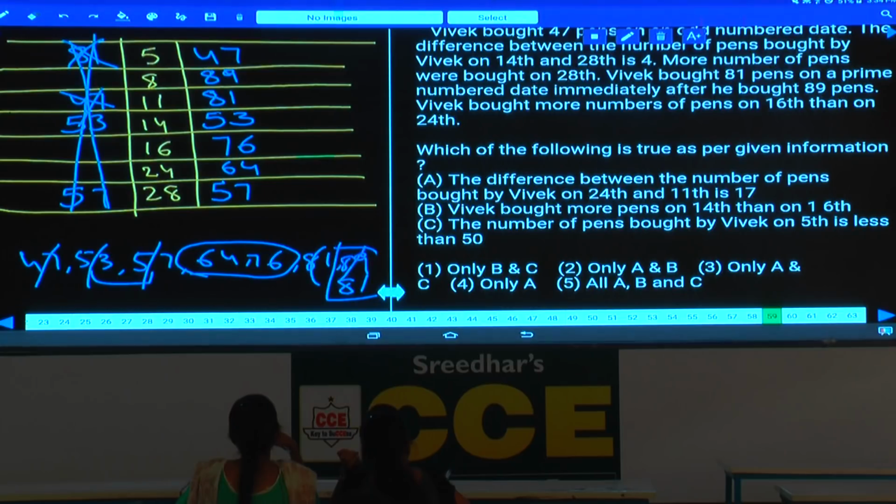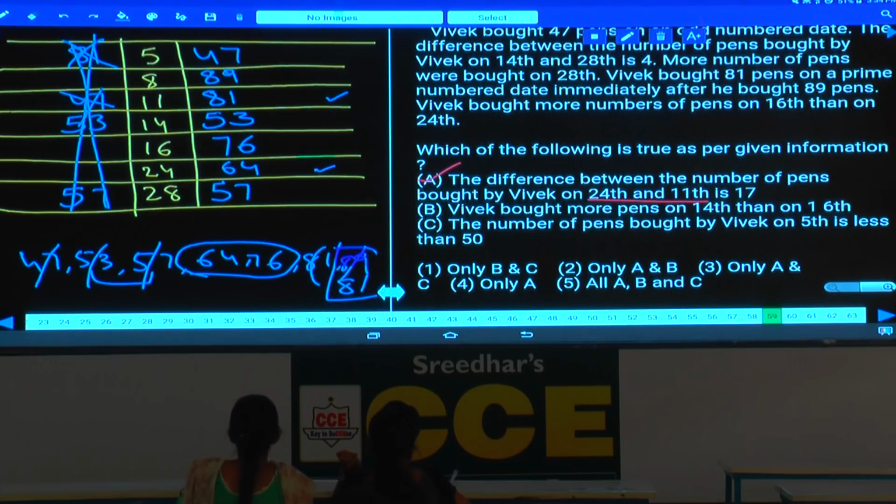Which of the following is true as per the given information? Now the first one, the difference between the number of pens bought by Vivek on 24th and 11th is 17. 24th is 64 and 11th is 81. The difference between these two is how much? 17. That is definitely true.